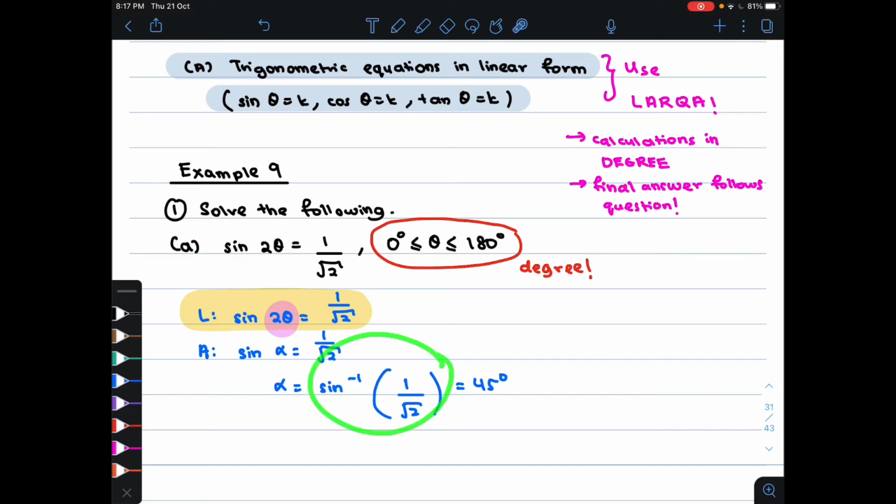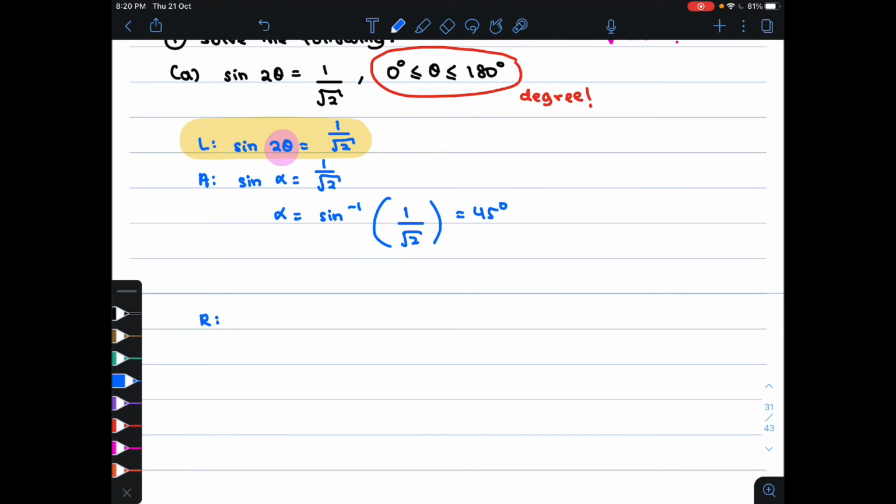So this step is not compulsory. Straight away, you can just write down alpha is 45 degree. Next, we have R, which stands for range. Copy down the range that is given to us in the question.